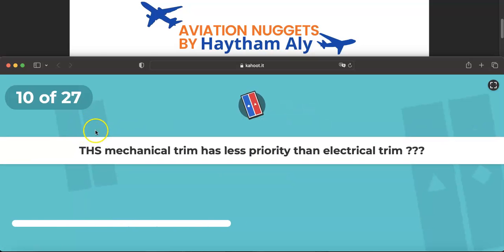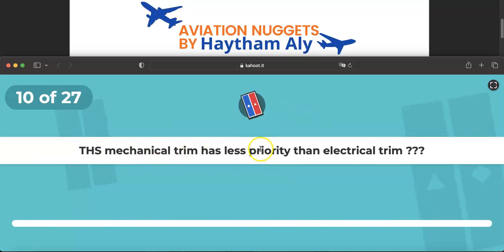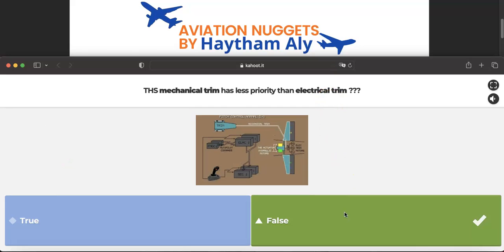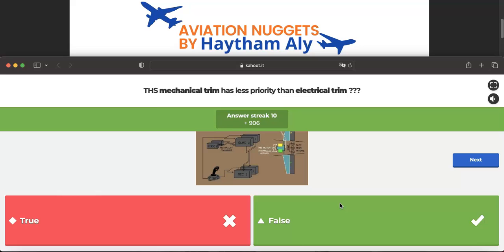Question 10 of 27. THS mechanical trim has less priority than electrical trim. Trimmable horizontal stabilizer. Mechanical trim has less priority than electrical trim. This statement is false. Why is this statement false? Because mechanical trim always has priority over electrical trim. Mechanical trim of the trimmable horizontal stabilizer always has priority over electrical trim.